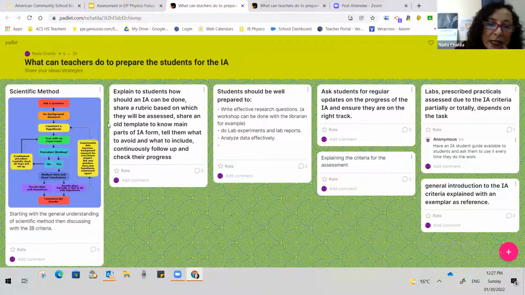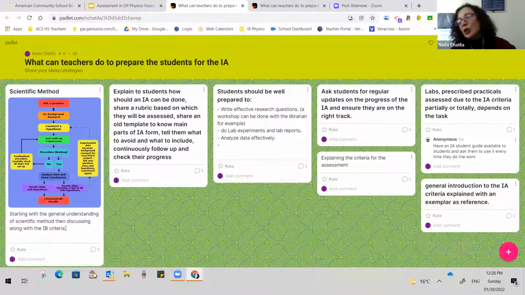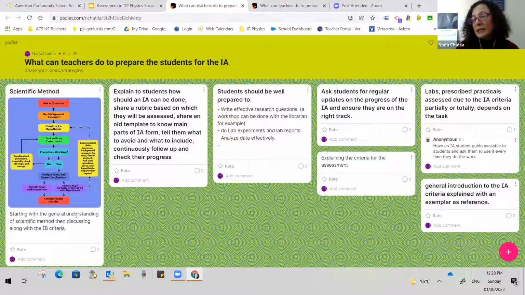Explain to students how the IA can be done, and share the rubric. Definitely the rubric should be with them from day one, knowing it, using it, being familiar with it. Tell them what to avoid, what to include, continuously follow up, and check their progress. Start with a general understanding of the scientific method, then discuss it along with the IB criteria. This would be a long-term thing: enforcing the scientific method and developing the skills is definitely something that we should be doing and scaffolding throughout the 2 years.